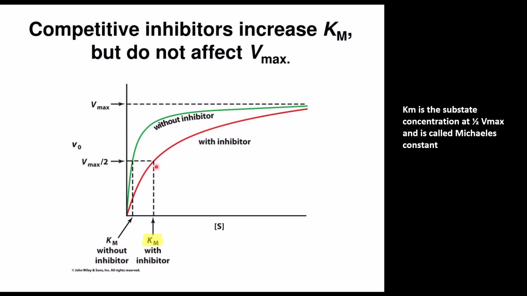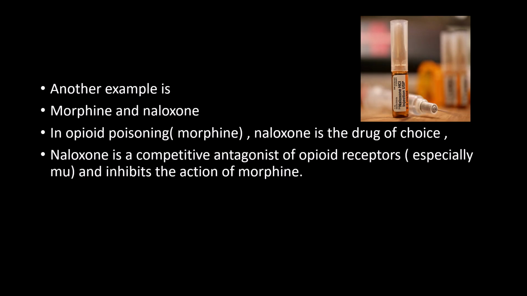But if you look at the substrate concentration at half Vmax, that which is called Km, what happens to Km? It increases. That is, the substrate concentration at half Vmax increases. So that is an important concept. That is, Vmax remains a constant and the Km increases.